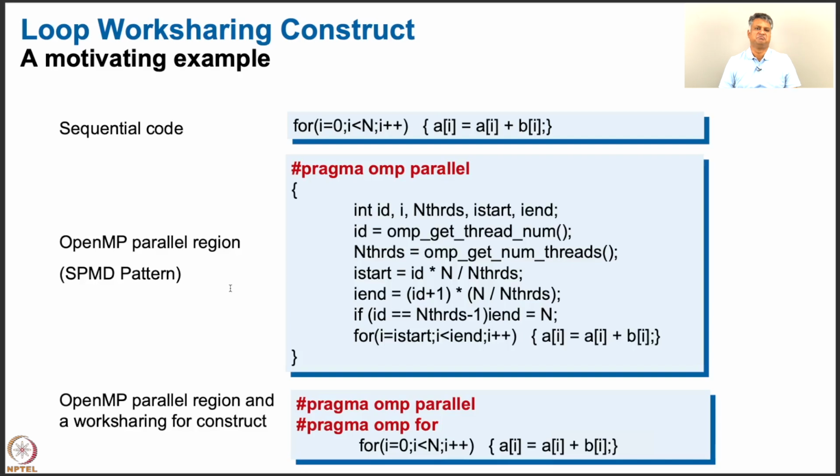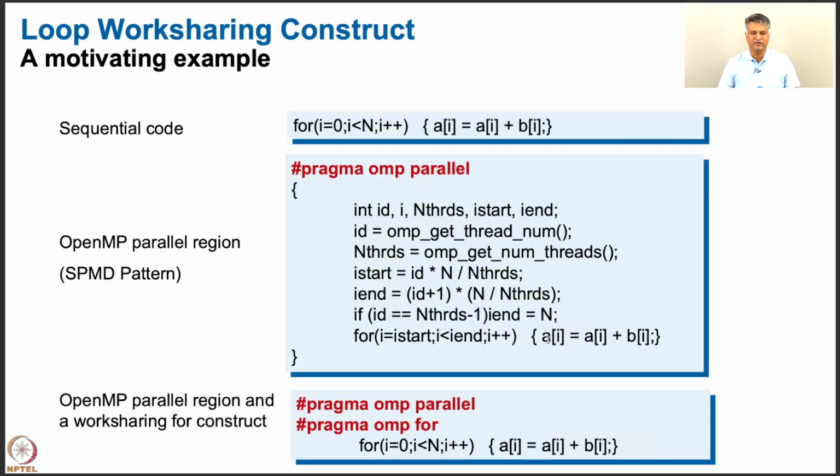Let's say that we have a sequential code where we say a[i] is equal to a[i] plus b[i], and we're doing it for an array of size n. Now, we can write it using the SPMD pattern using this bit of code where I make a parallel section. I figure out what the total number of threads are, I find out what my ID is, and I then divide the work equally between i start and i end, and then do the for in this manner. Now, I have to write at least 6 to 7 lines of extra code to get to this point.